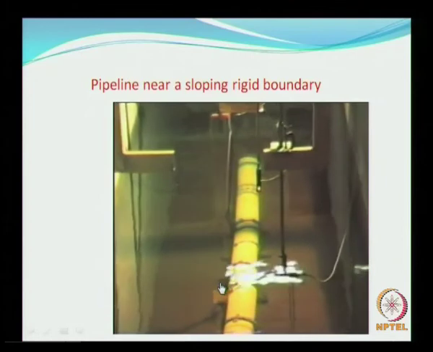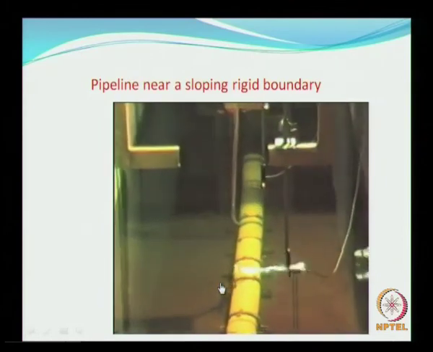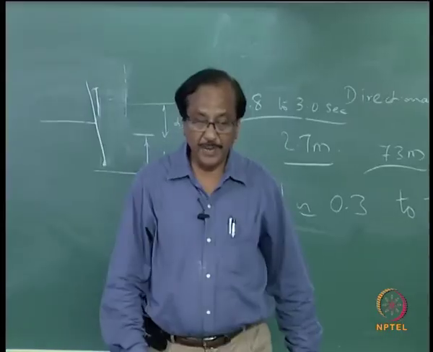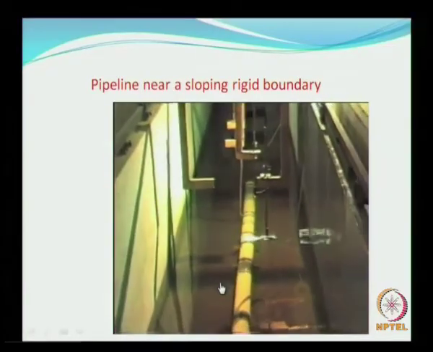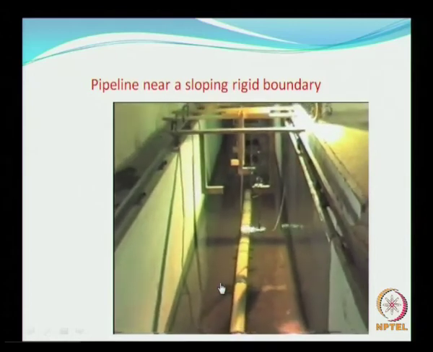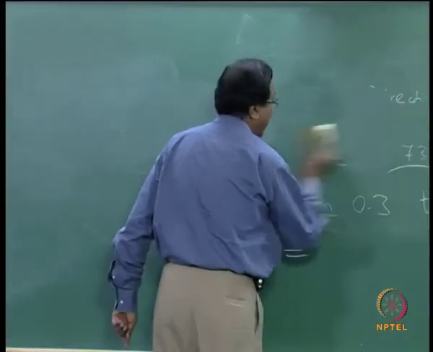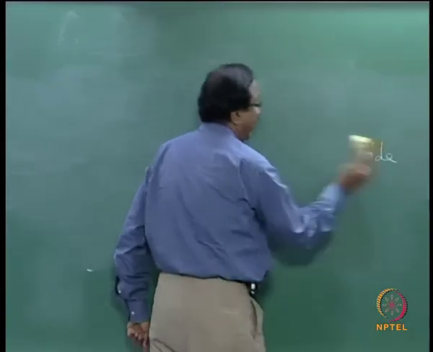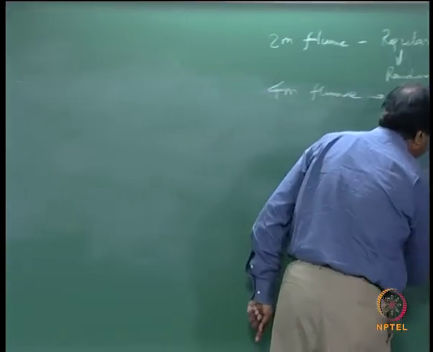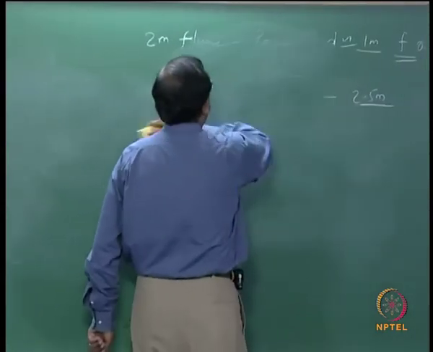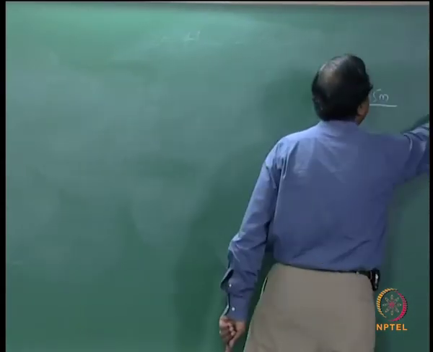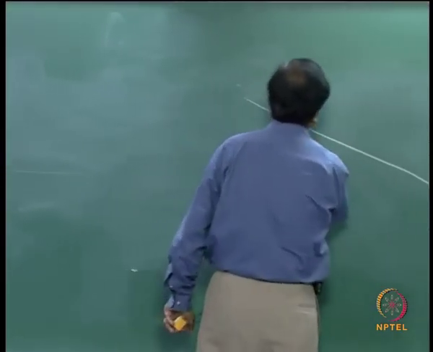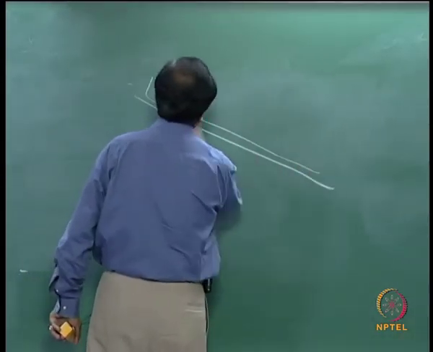Here you have a sloping bottom or a sloping seabed over which a pipeline is placed, and the pipeline is fixed with pressure sensors around the circumference of the pipe, wherein due to the progressive waves hitting the structure you will be able to measure the pressures around the pipe. So this is a very common structure, okay.